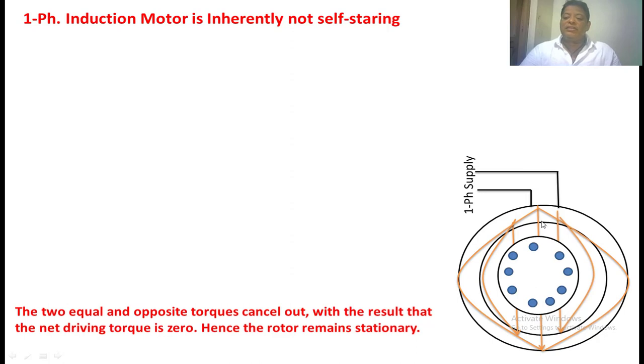This flux will change. So there is a rate of change of flux linkage with the rotor conductors. Voltage will be induced in the rotor bars.